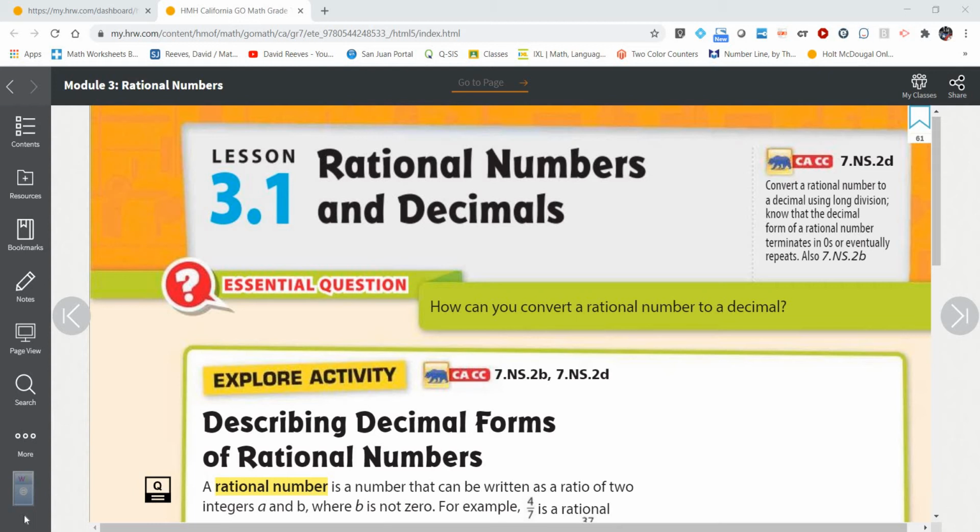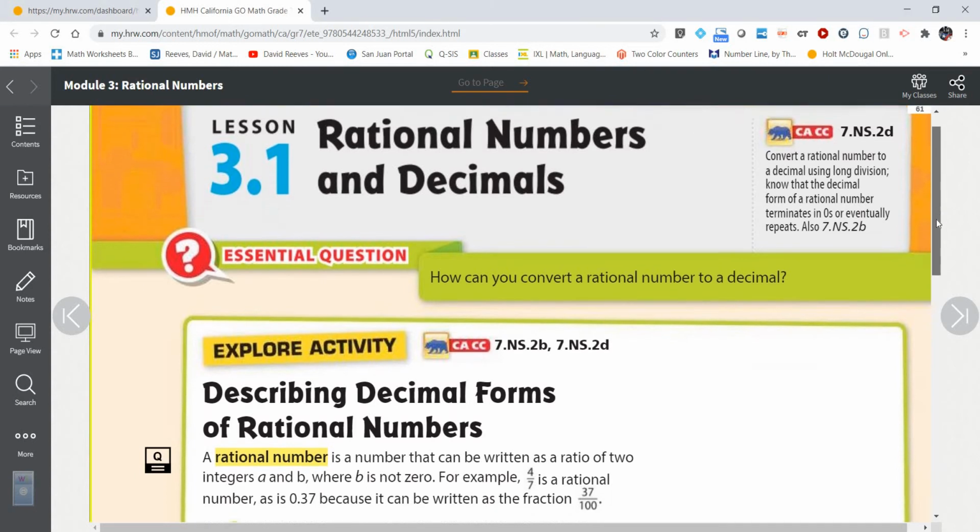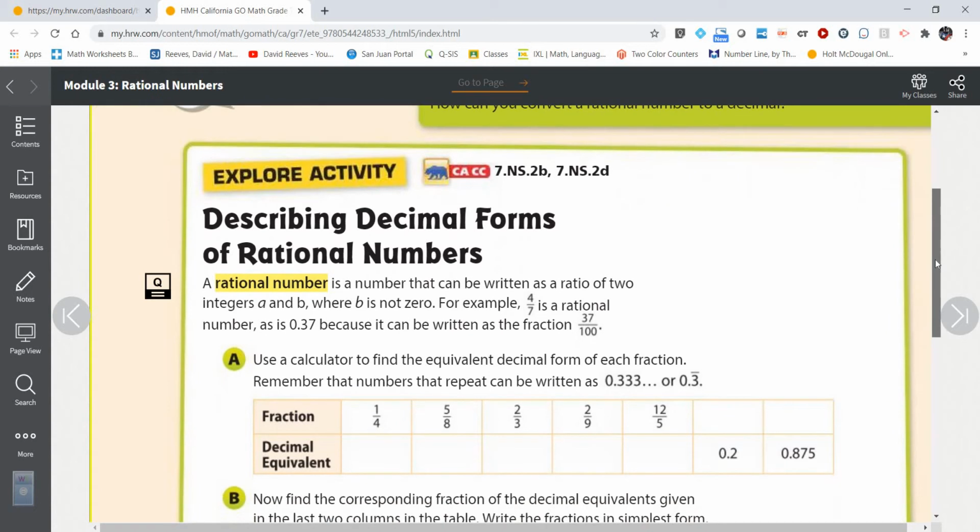Today we're going to be talking about rational numbers, and specifically in this video, we're going to be looking at converting the fraction form of a rational number into the decimal form of a rational number. All right, so quickly though, let's talk about what a rational number is.